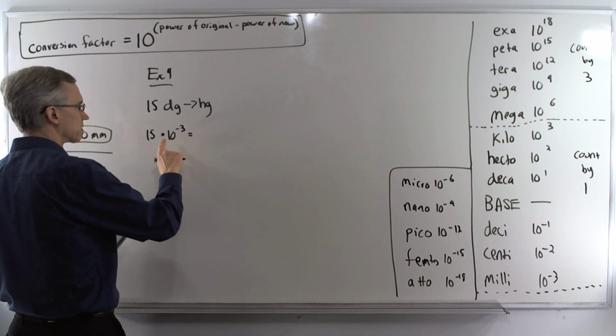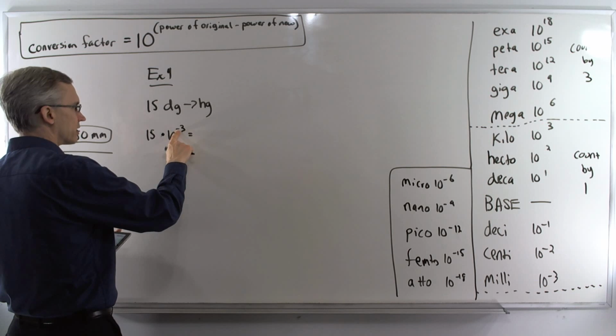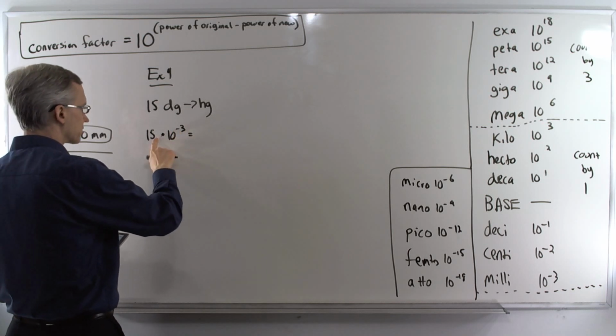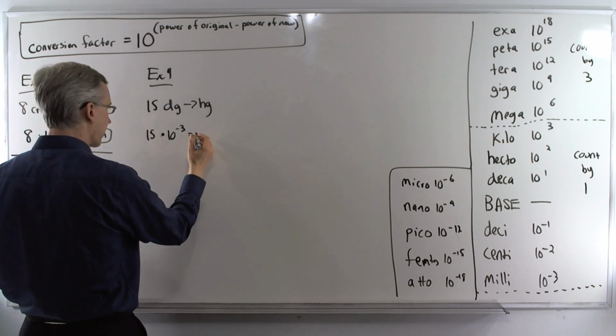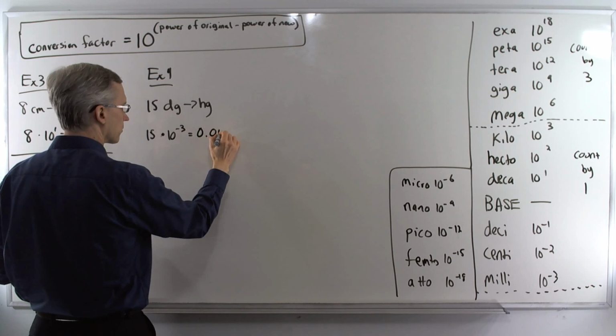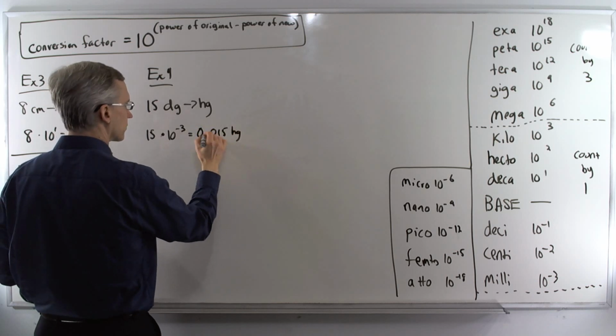Multiplying by something to an exponent tells us how many places to move the decimal. All right, so that means we're going to go 1, 2, 3 to the left, 0.015 hectograms.